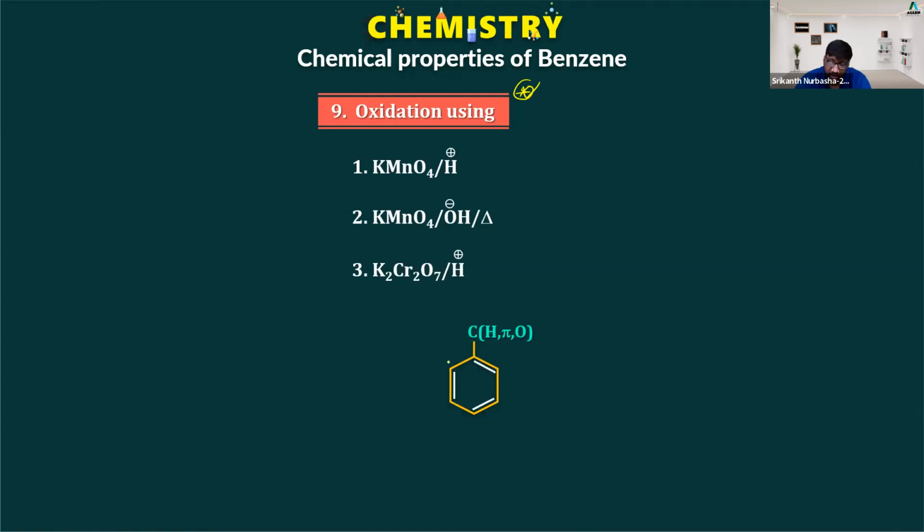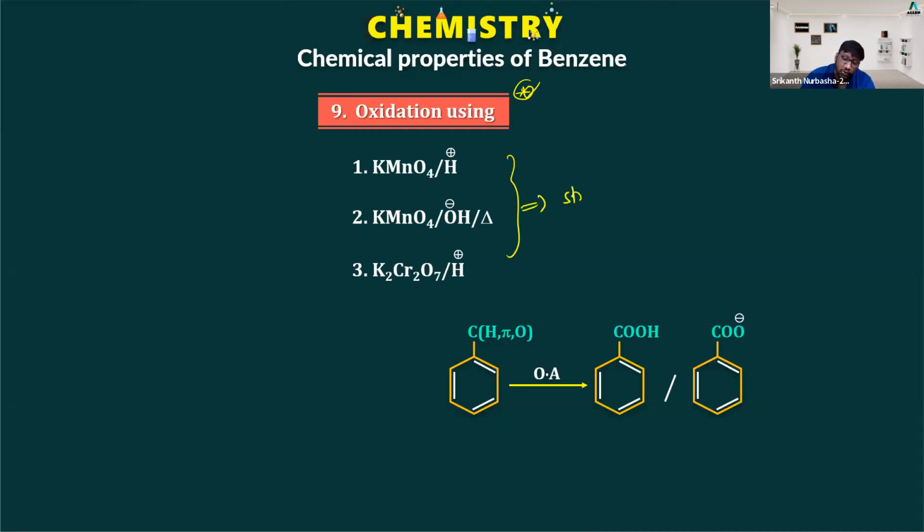So whenever you have a benzene ring connected with a carbon, which is connected with either hydrogen or pi bonds or oxygen, and you treat this with strong oxidizing agents, you will get either benzoic acid or benzoate ions. The mechanism is not required. These are strong oxidizing agents. What happens? The benzene ring connected with carbon, where the carbon is connected with a hydrogen or pi bond or oxygen, will be converted to COOH or COO minus.